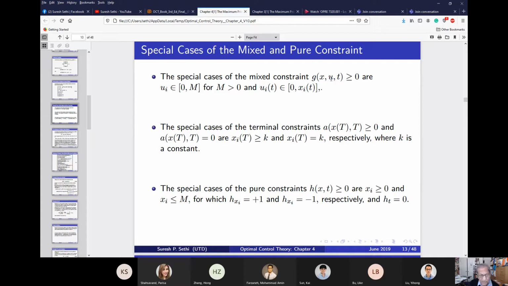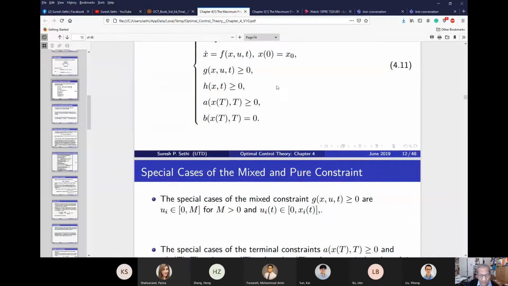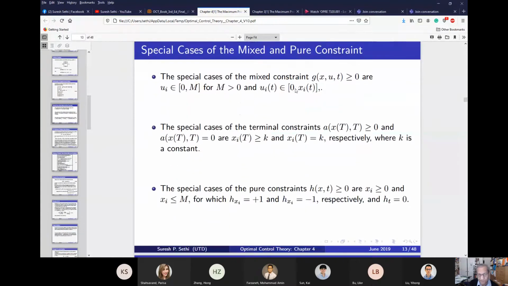This is a mixed constraint. And the special cases of this are ui between 0 and m, or ui between 0 and xit, for example. So that would be special cases of these. That one is a special case because we don't put another constraint, g without an x. We include the g without x constraint into this. This is a special one. Those ones don't matter whether x is there or not there, but when u is not there, that becomes special.